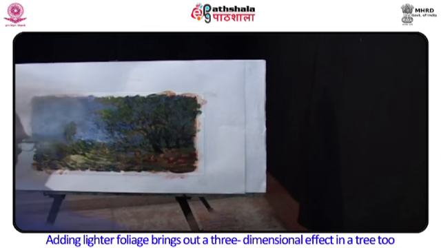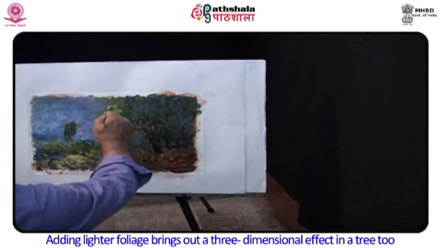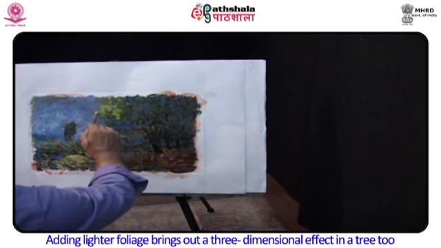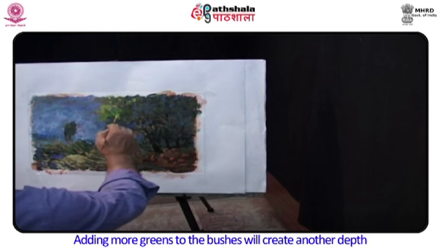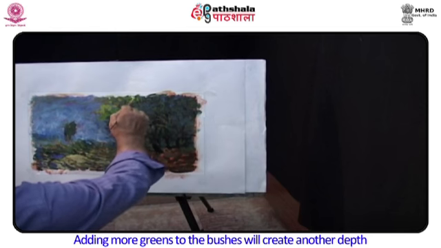Adding lighter foliage brings out a three-dimensional effect in a tree too. Adding more greens to the bushes will create another depth.